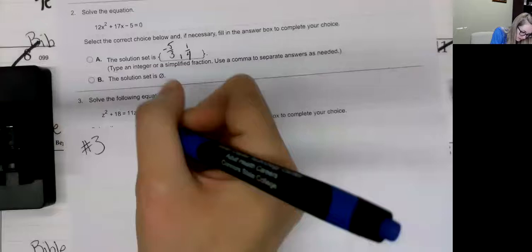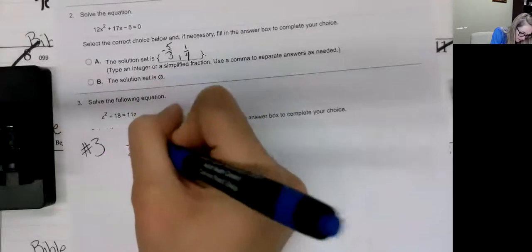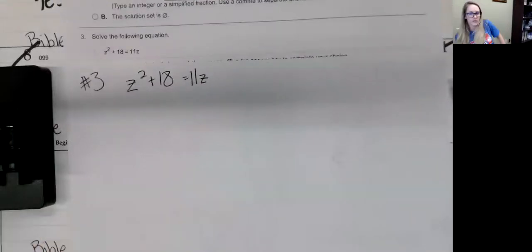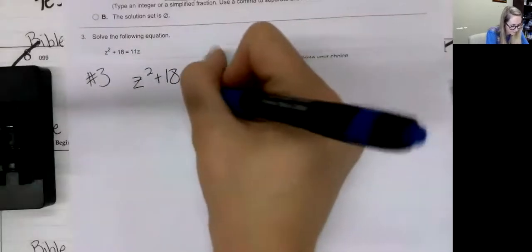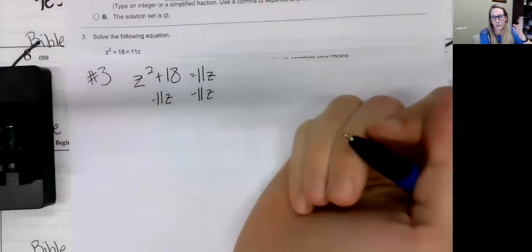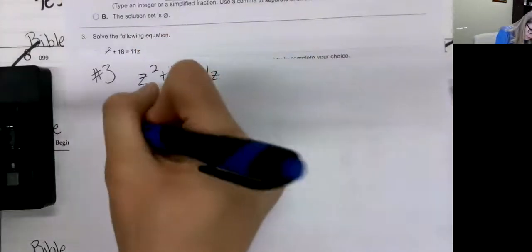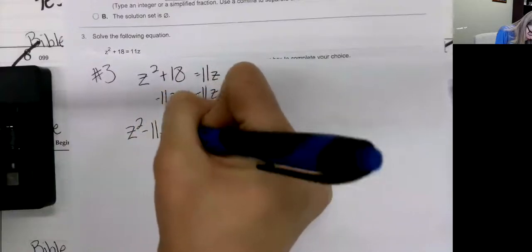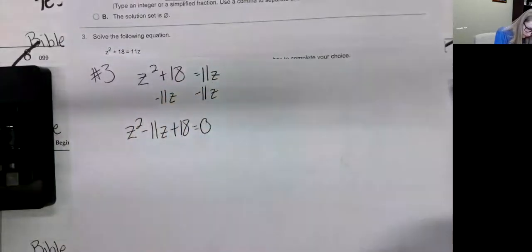So our number 3, they give us z squared plus 18 equals 11z. To solve this one, I need it to be equal to 0 first, so I'm going to subtract my 11z over. There's nothing it can combine with. I'm just going to write it in the form of a quadratic equation. So I'd have z squared subtract 11z plus 18 equals 0.